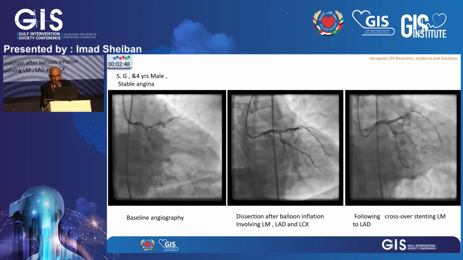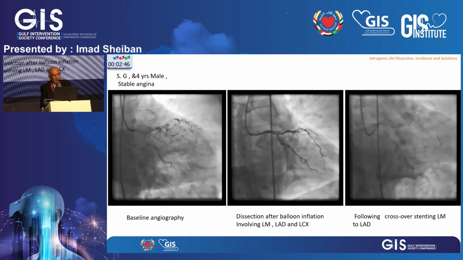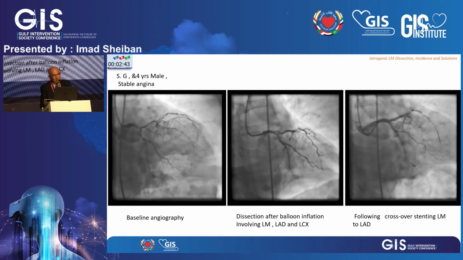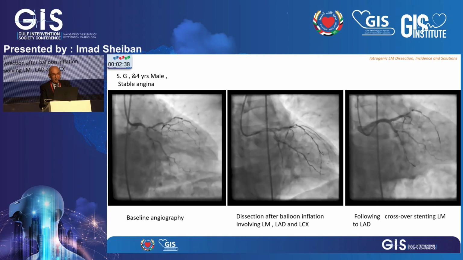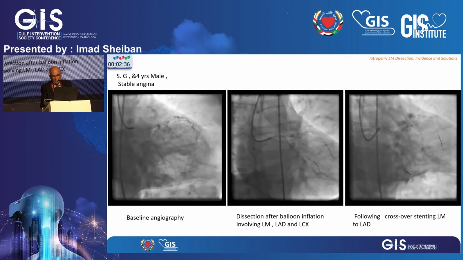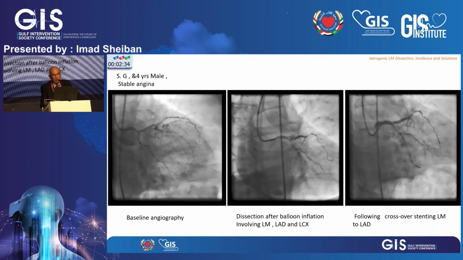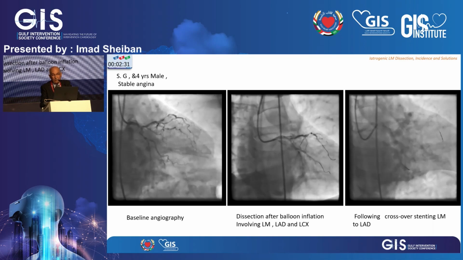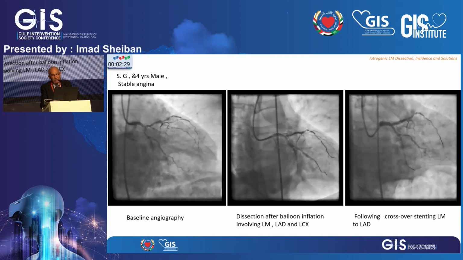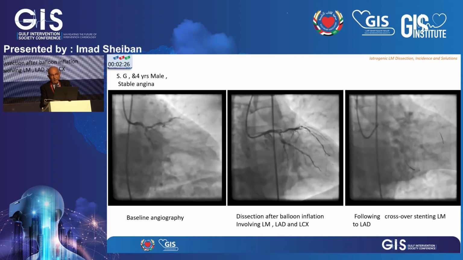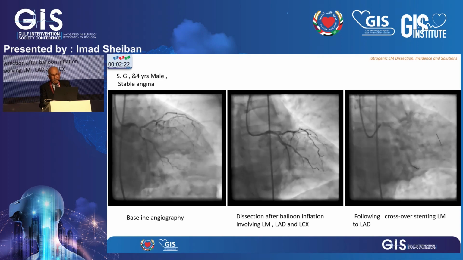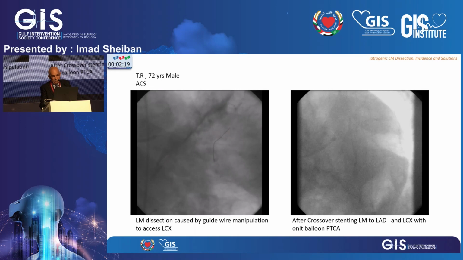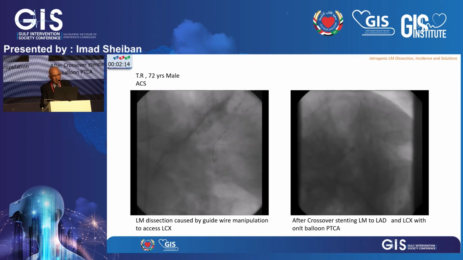And now I'll just show you some cases, and in some situation it could be absolutely easy to manage the dissection, and also with very good outcome. This is a dissection caused by balloon inflation involving distal left main, LAD, and circumflex. You can see you have already your wire there, and just crossover stenting from left main to LAD will treat effectively this situation.